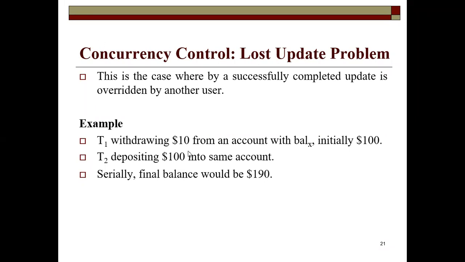Okay, so when we look at the lost update problem, we are looking at a scenario whereby you have successful completion of the transactions. However, we have lost an update in the course of the execution of the different transactions. We will look at an example where we have two transactions, T1 and T2, where T1 is seeking to withdraw $10 from an account X, which initially has $100.